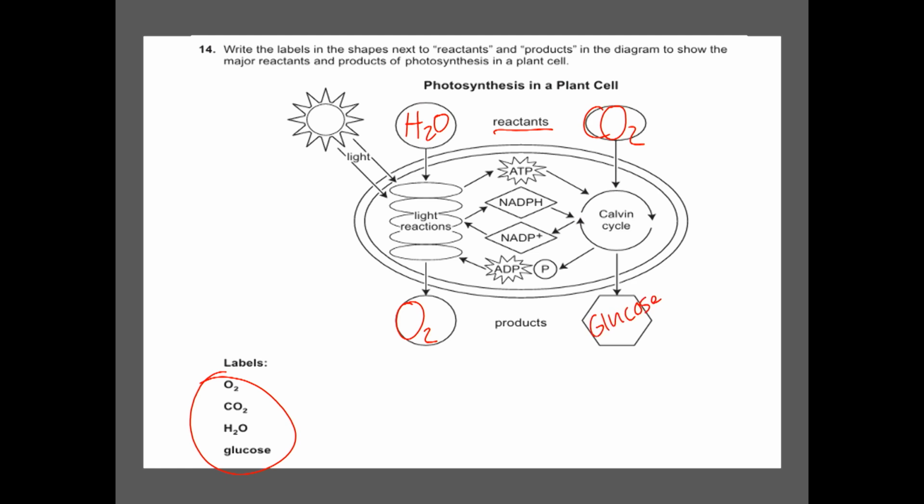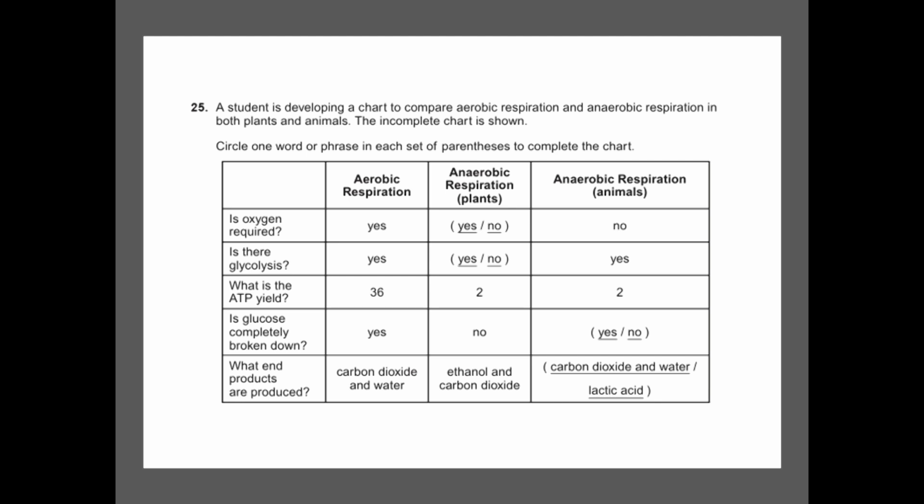Okay, so this is kind of how we should have answered this. The reactants are water and carbon dioxide. We put that into photosynthesis and we get out oxygen and glucose. Okay, great job. All right, let's move on to the next one.